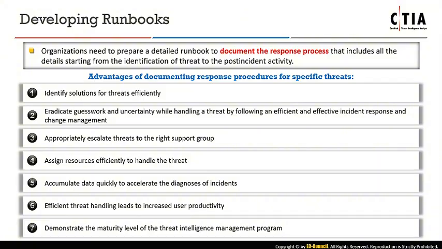Number five, accumulate data quickly to escalate the diagnosis of incidents. And so if we have a nice organized process, it's very easy to accumulate the data we need and then diagnose what's going on. Number six, efficient threat handling leads to increased user productivity. If we are able to handle a threat quickly, we can get users back online or make sure they don't ever have to go offline.